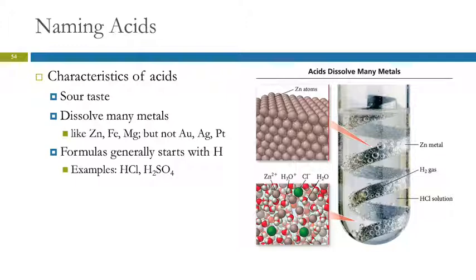Acids have some characteristics. They taste sour. You know why Sour Patch Kids are so sour? Because they have acid on the outside. Not the drug acid, but I think it's maleic acid and citric acid. It's different natural acids. Acids will dissolve many metals, not all of them, but many of them. Here's an example: we've got zinc metal in hydrochloric acid, and it dissolves the zinc. It forms hydrogen gas, zinc ions, and the metal disappears after a while. And in this class, the formulas are going to start with H.